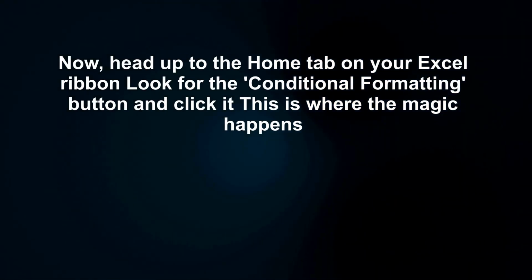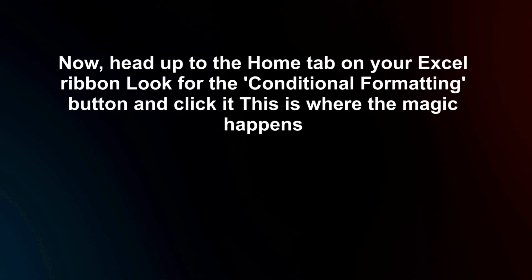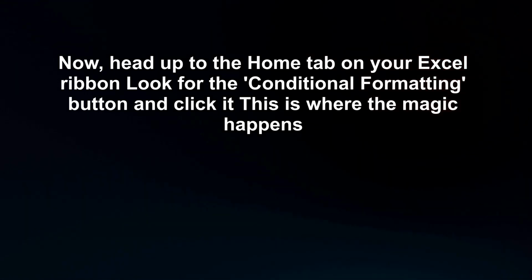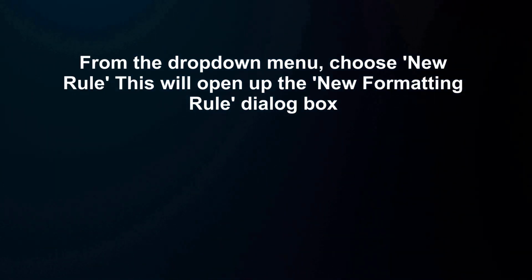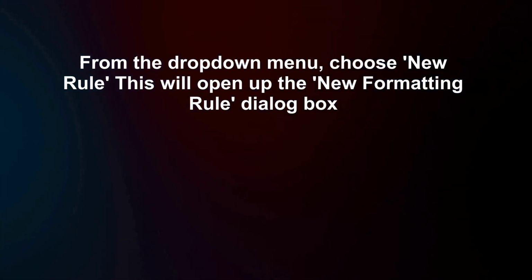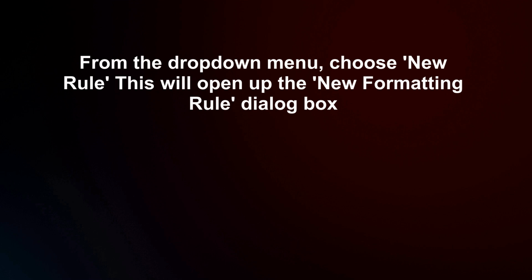Now, head up to the Home tab on your Excel ribbon, look for the Conditional Formatting button and click it. This is where the magic happens. From the drop-down menu, choose New Rule. This will open up the New Formatting Rule dialog box.